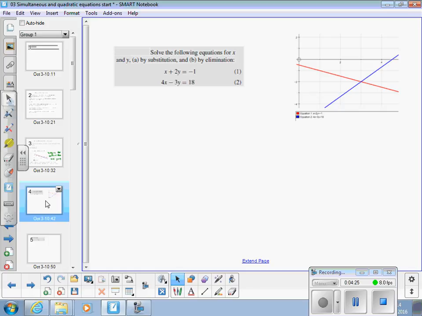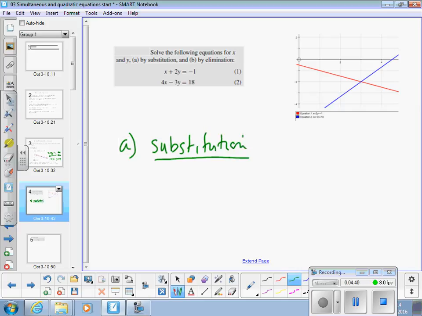So, we're going to first look at A by substitution. What do we do? Anyone in the room remember what it means to solve those two equations by substitution? What does it mean to substitute?